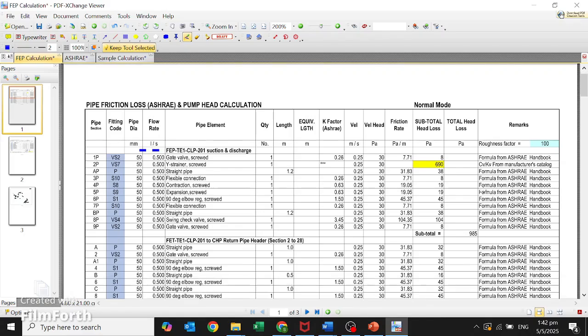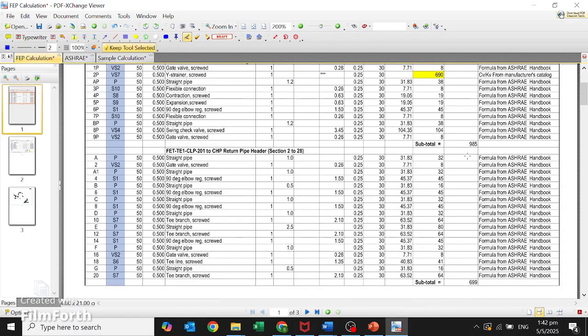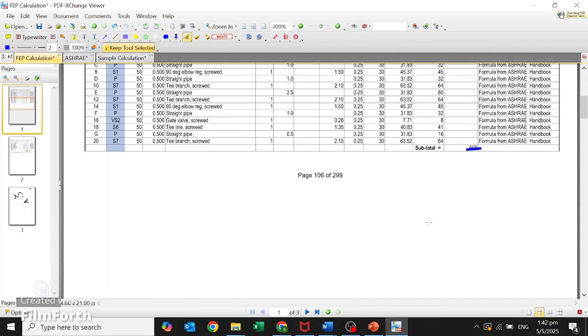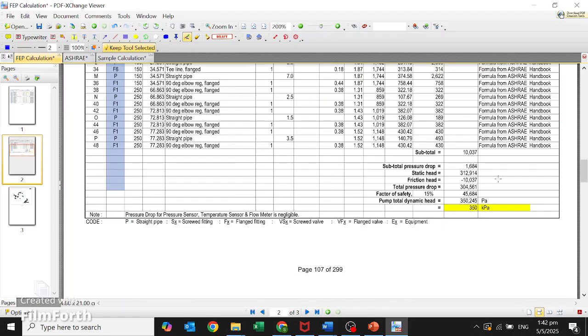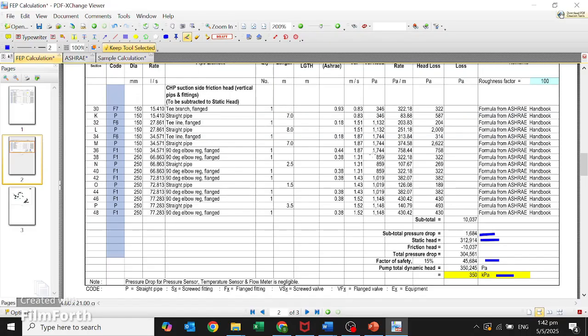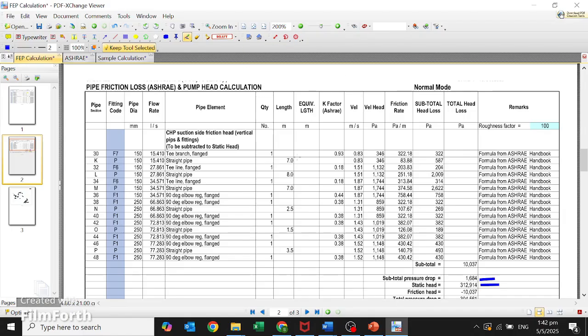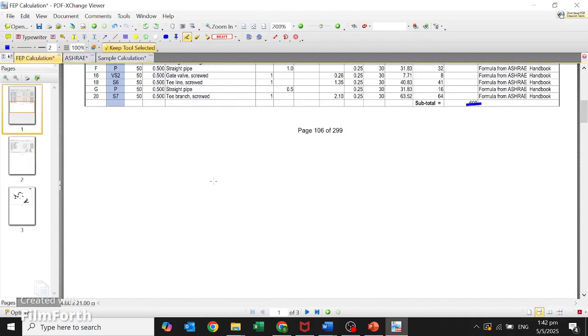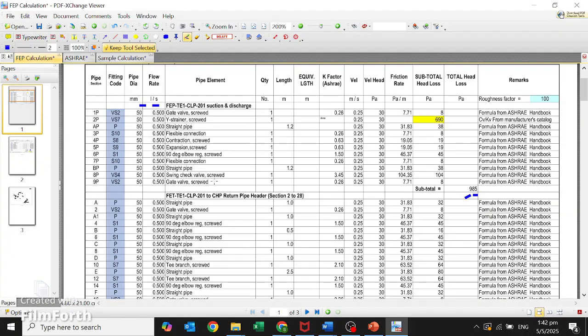By calculating the pressure loss for each fitting and pipe section, the total pressure loss comes out to be 1684 pascals. The header pipe's static head is 312,914 pascals. Adding a 15% safety factor, the total head required by the pump is 350 kilopascals. As we've seen so far, we've clearly explained how to accurately calculate the pump head requirement, covering all types of head losses: friction loss, fittings loss, and static head.